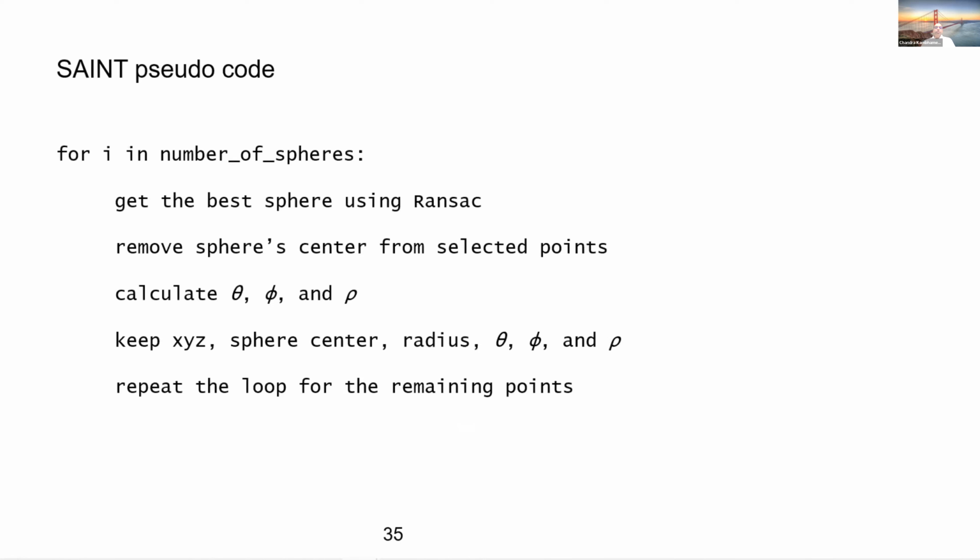So for I number of spheres, get the best sphere using RANSAC, remove the sphere center, and then record that theta phi rho. And so your vector is, we also keep XYZ just for classification purposes, but you can throw it away if you're using reconstruction. So sphere center, radius, theta phi rho, that's enough to take a scene of XYZ and convert that into a sphere representation.